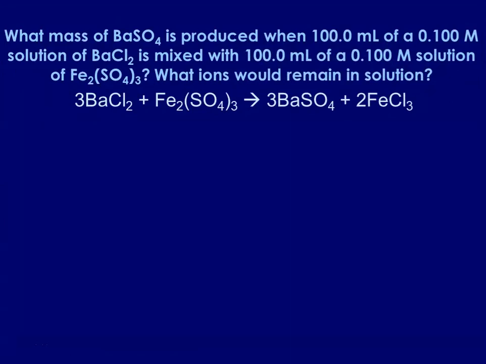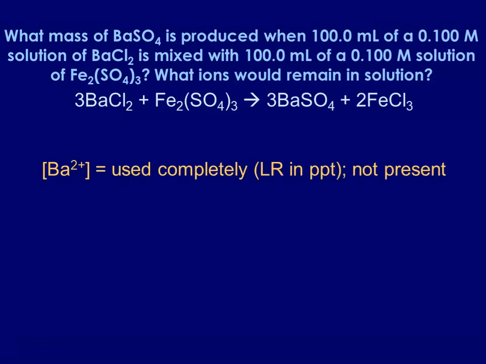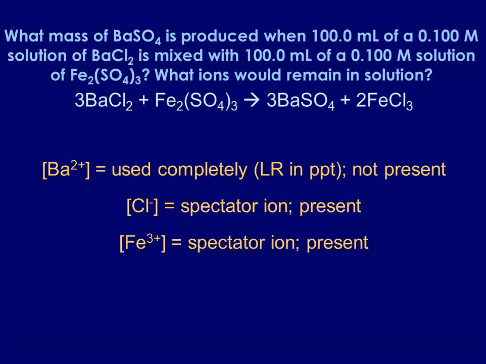And this question I ask you is the same question as before, but this time, what ions would remain in solution? Well, there are 4 ions present: barium, chloride, iron(III), and sulfate. We know that all of the barium went into making barium sulfate, so there is no possibility of any barium ions being left in solution. They were completely used. We know that our spectator ions were still present, they just were diluted a little bit more. So the chloride and the iron(III) are going to be present just in the diluted volume that we have seen.